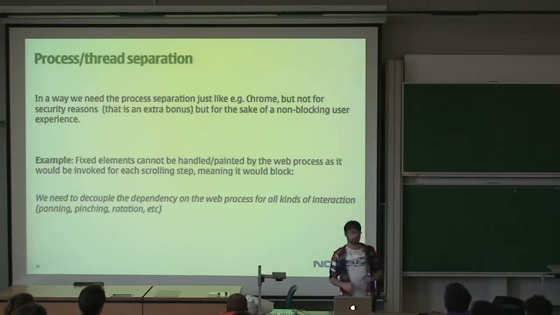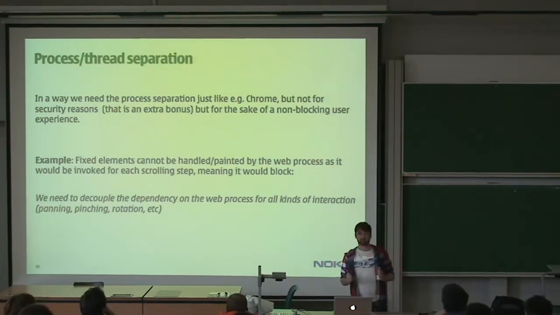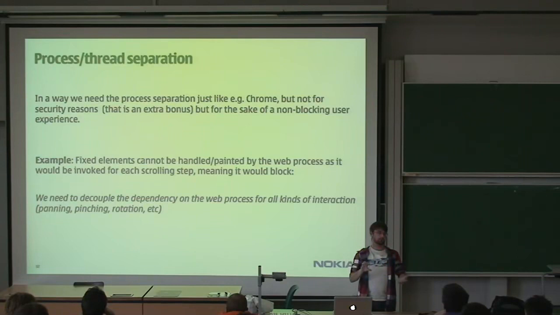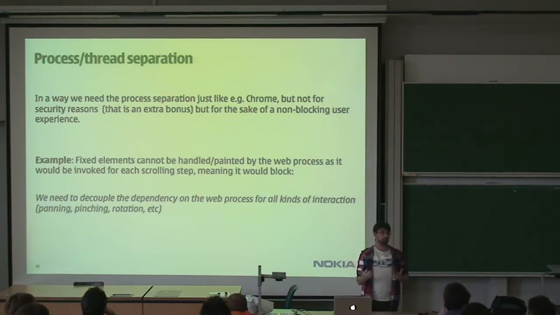There's one example I've written down here. Think about it, a page has fixed elements. If you have a fixed element, it has to always be at the bottom, as is the web engine that's painting it. Every time you scroll, you have to tell the web engine, I scrolled, and you have to tell it back for each pixel. Okay, this it will have to paint and re-update. But if we did it this way, it would be blocking the whole time.